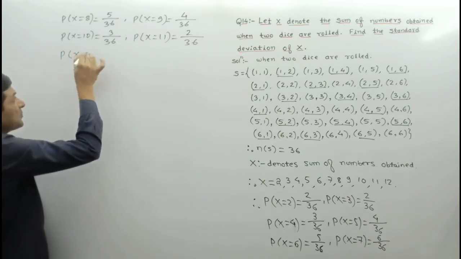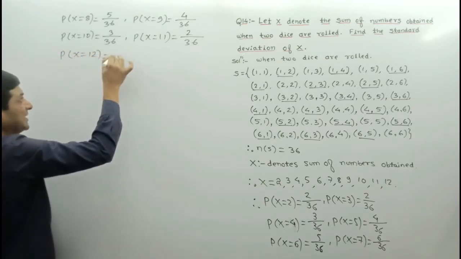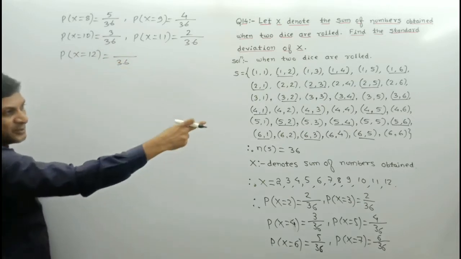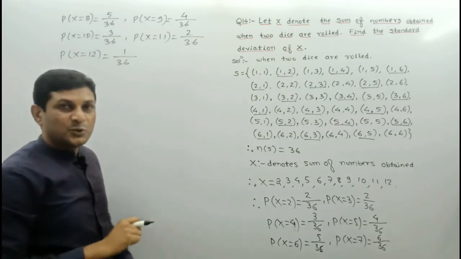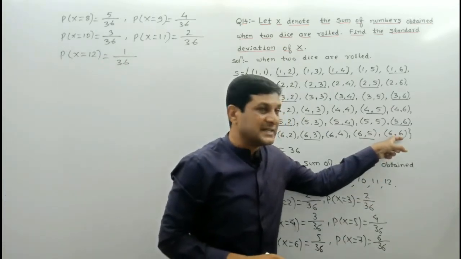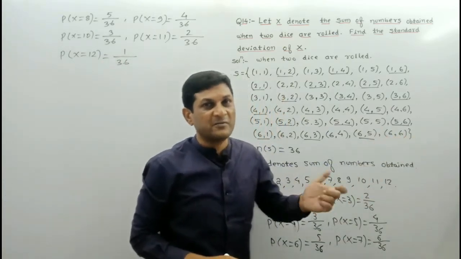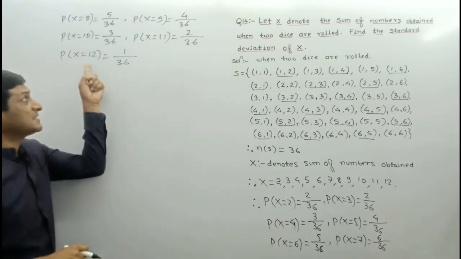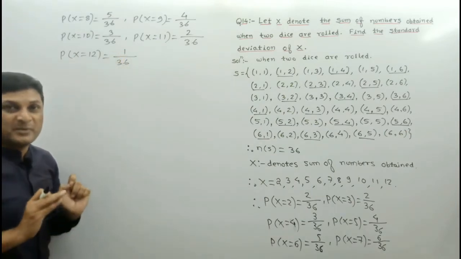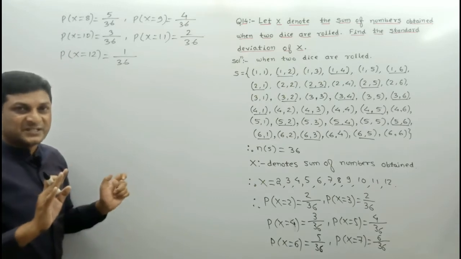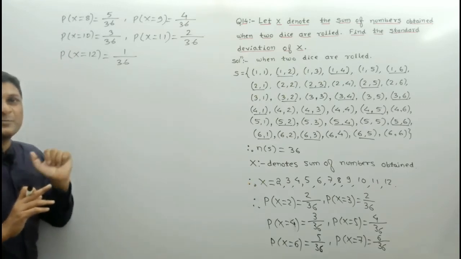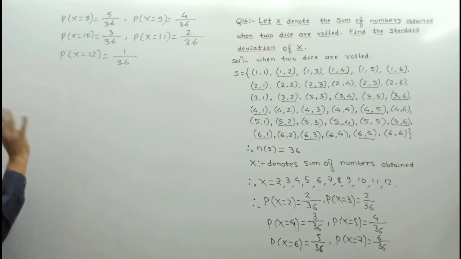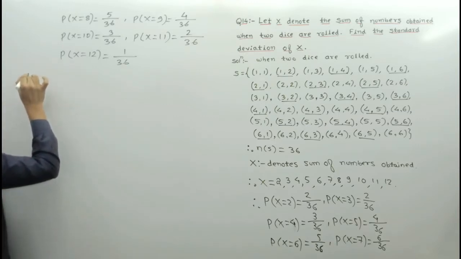Lastly, we are finding the probability when x is equal to 12. Out of the 36, we can observe that only the last element is remaining where the sum of the two numbers obtained is 12. 6 plus 6 is 12. So only one element satisfies this condition, and that's why its probability is 1 by 36. The values of the random variable are known and their corresponding probabilities are also known, so we are first constructing the probability distribution.